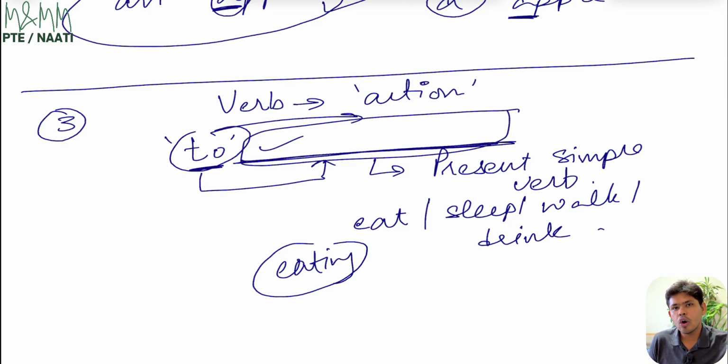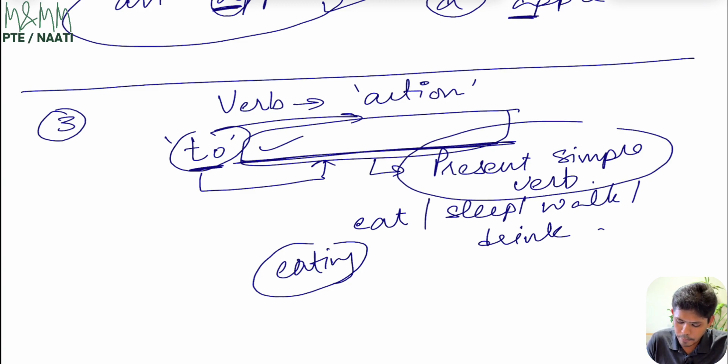It is also called present indefinite verb, but if you keep it simple, easy to understand, you can call it present simple verb. So after "to", I will always use a present simple verb. For example, to eat, to sleep, to walk. I cannot say "to ate", the past tense, or "to sleeping", or "to walking". It has to be simple present only.